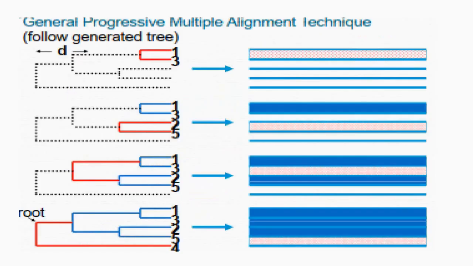Finally, this slide shows the general progressive multiple alignment technique for phylogenetic tree, as we view in D. Refer to the distance in the presented phylogenetic tree, and branch 4 is shown in single, as compared to branches 1, 2, 3, and 5.